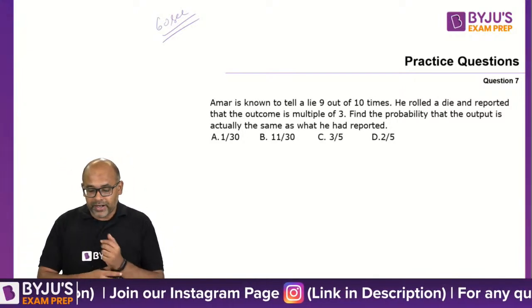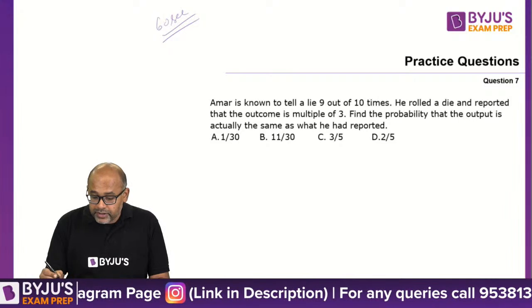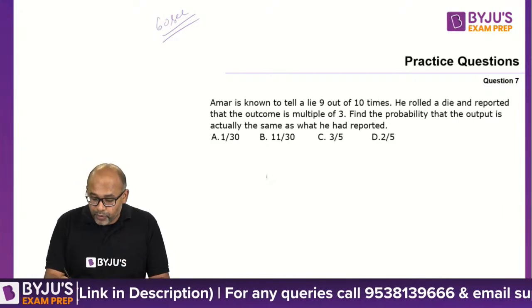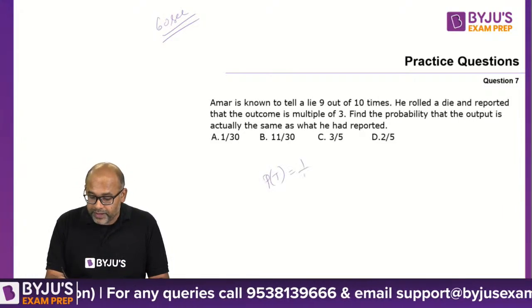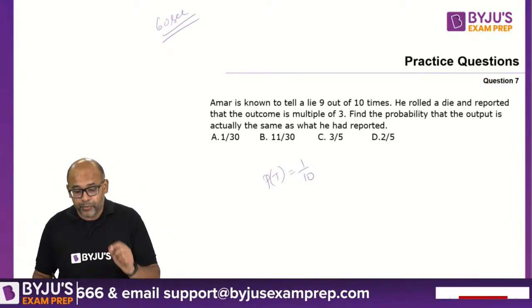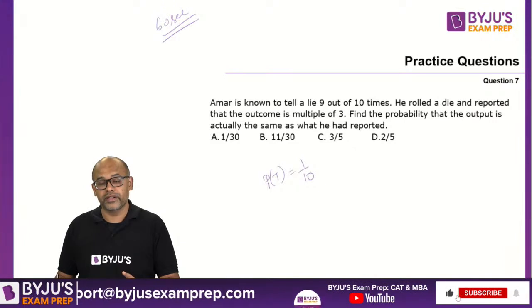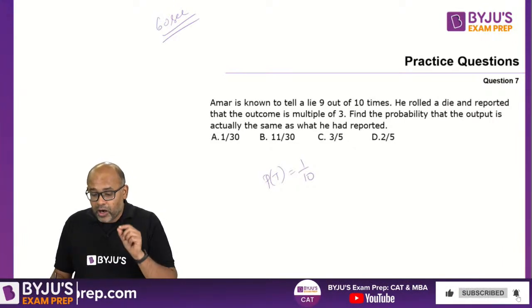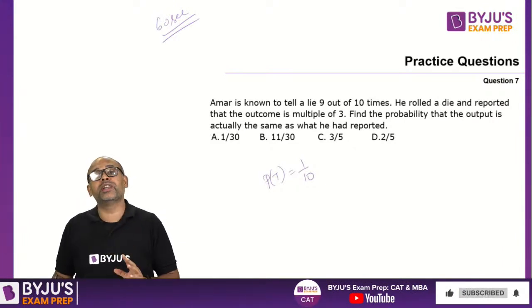Alright, so that's about a minute. Let's take a look at it. Amar tells a lie 9 out of 10 times. So probability of truth is 1 by 10. Now the question says he rolled a die and reported that the outcome is a multiple of 3. Find the probability that the outcome is actually the same as what he had reported.